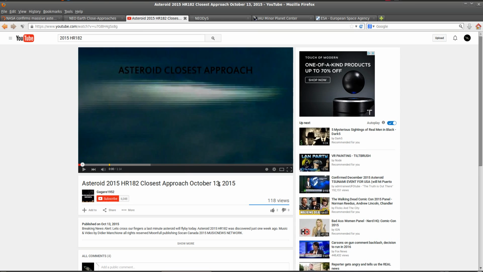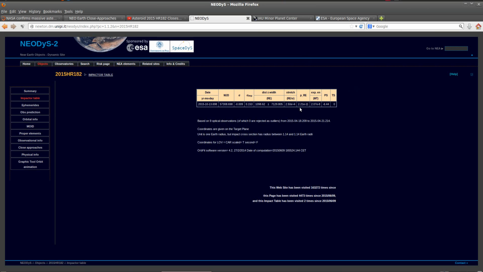But this asteroid actually might hit Earth. It's extraordinarily unlikely. We're talking about a percentage chance of impact of 2.2 times 10 to the negative 11th percent. I mean, we're talking about very, very small odds here. But it is a reasonably large asteroid, somewhere between probably 300 and 600 meters in size. And it is set to make a close approach sometime this month.